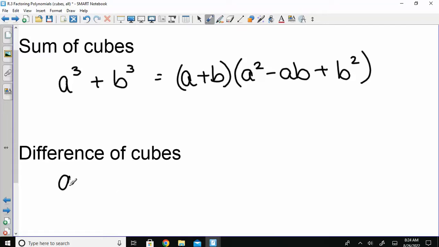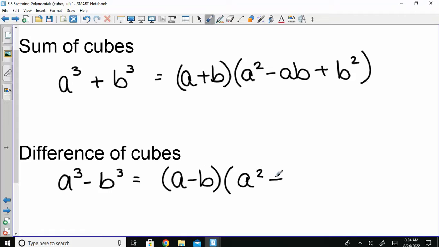Difference of cubes. So a cubed minus b cubed factors into a minus b, times a squared plus ab plus b squared. So make sure you have these formulas written down. I will not make you memorize these. If you need it, I will give it to you. You just have to know how to use it. Alright?